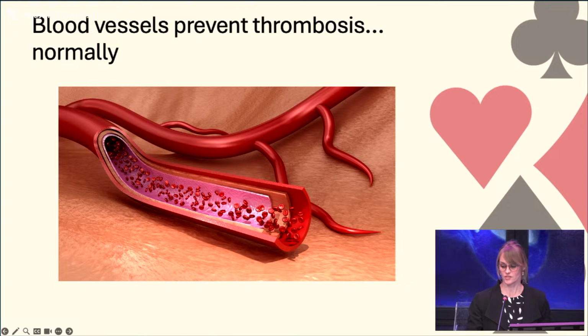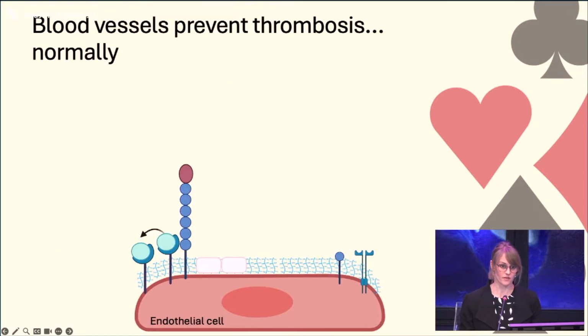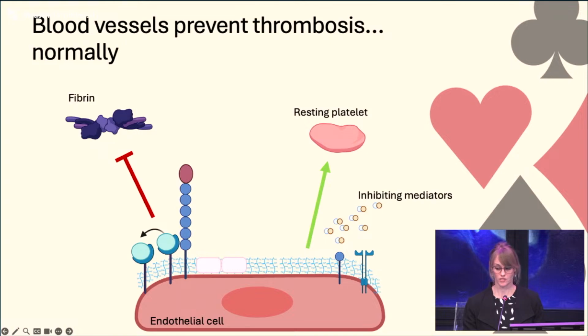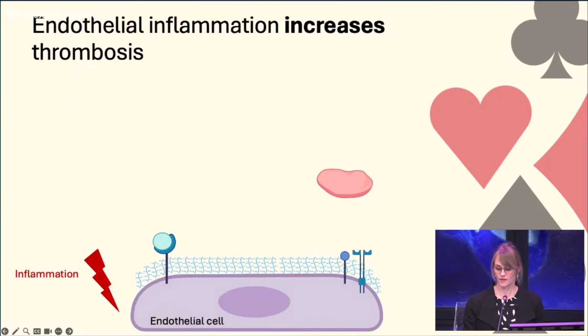In healthy conditions, our blood vessels prevent the formation of blood clots, and responsible for this is the innermost layer of our blood vessels, the endothelium. The cells of the endothelium, called endothelial cells, constantly secrete inhibitory mediators that keep the platelets in a resting state. Further, endothelial cells inhibit the formation of fibrin, thereby preventing blood clots from forming.